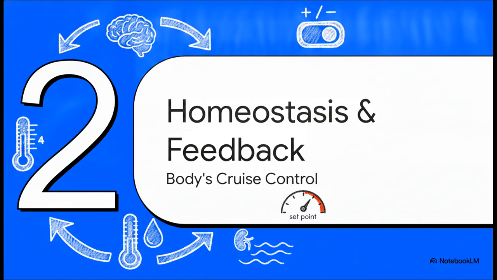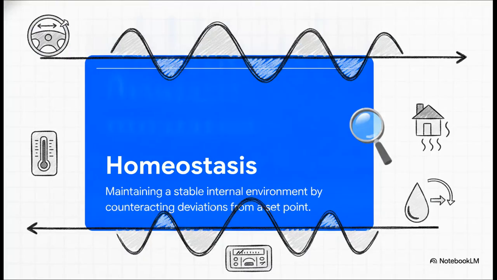Section 2. Homeostasis and negative feedback. The body's cruise control. Before we start tracking ADH, we really need to understand the overarching system that governs the whole thing, and that's homeostasis. Basically, this is your body's way of maintaining a totally stable internal environment.